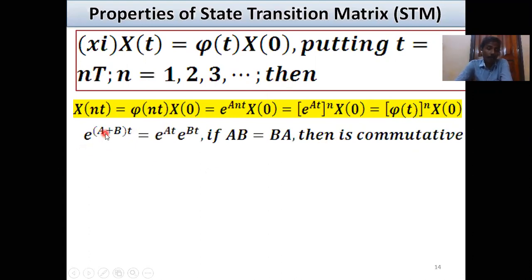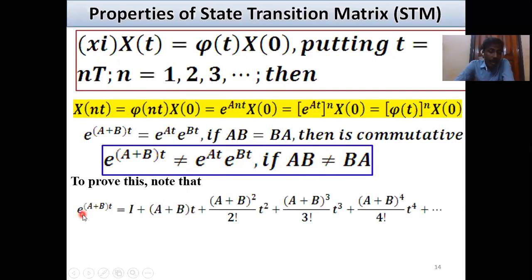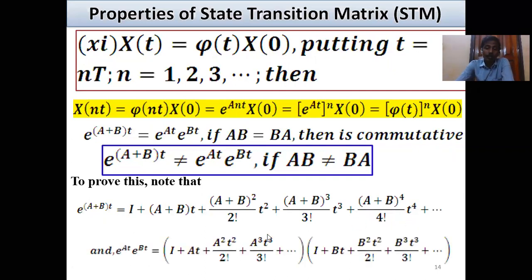So e to the power (A plus B) whole into t equals what? Just split e to the power At into e to the power Bt. If AB equals BA, that is, they commute. But e to the power (A plus B)t does not equal e to the power At e to the power Bt if AB does not equal BA. To prove this, note that e to the power (A plus B)t equals I plus (A plus B)t, just the exponential formula, (A plus B) whole square by factorial 2 into t square, (A plus B) whole cube by factorial 3 into t cube, (A plus B) to the power 4 by factorial 4 into t to the power 4.